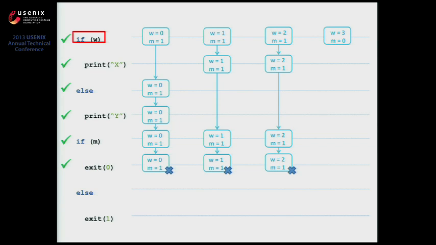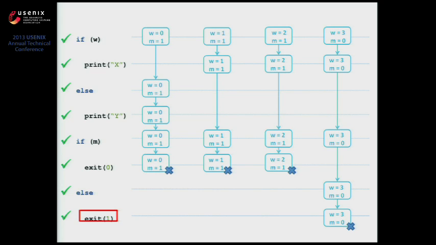Now notice that it'll do exactly the same thing as the second initial state, and I'll get back to that point. And then finally, this fourth state where w equals 3 and m equals 0. And now we've covered all the lines of code in this example. So this is normal symbolic execution, how it would work in normal situations.